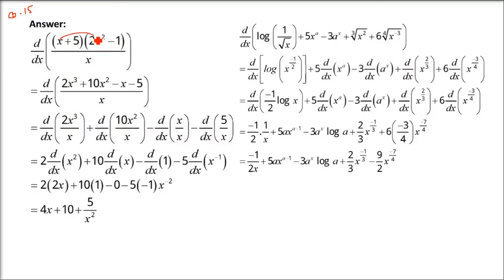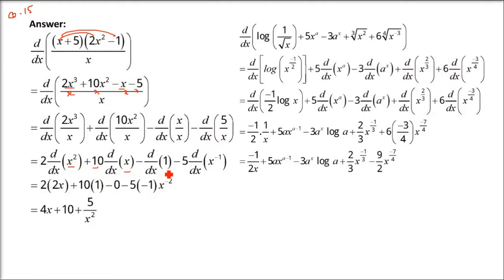So we will just multiply it, divide by x. First we will multiply it. x and 2x square is 2x cube. x and minus 1 is minus x. 5 and 2x square is 10x square, and 5 and minus 1 is minus 5. Now just divide everything by x, because x is in the denominator. So this is 2x square, 2 you can take outside. This is 10x square by x, x cancel. So 10 you can take outside, d by dx of x.